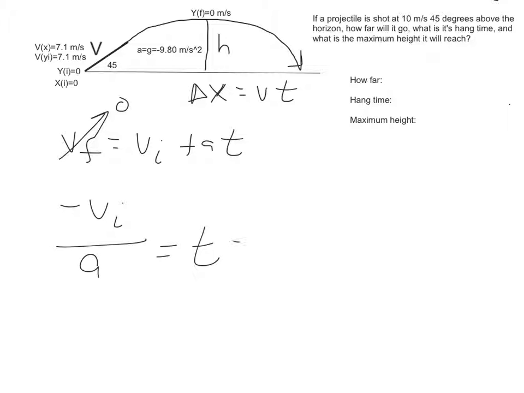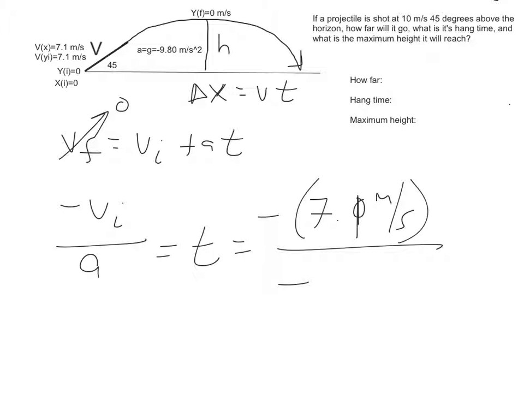And then I can go ahead and plug into that equation. I have negative 7.1 meters per second divided by negative 9.80 meters per second squared. And this is the time that it takes to go up. All I do is plug in negative 7.1 divided by negative 9.8, and I get 0.72 seconds. So I'm going to put that equal to 0.72 seconds.